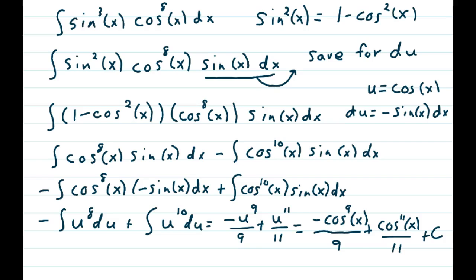Do our u substitution, and we get the negative of an integral of u to the 8th du plus the integral of u to the 10th du, and use our power rule: negative u to the 9th over 9 plus u to the 11th over 11. Back substituting, we get an answer of negative cosine to the 9th power of x over 9 plus cosine to the 11th power of x over 11 plus C.